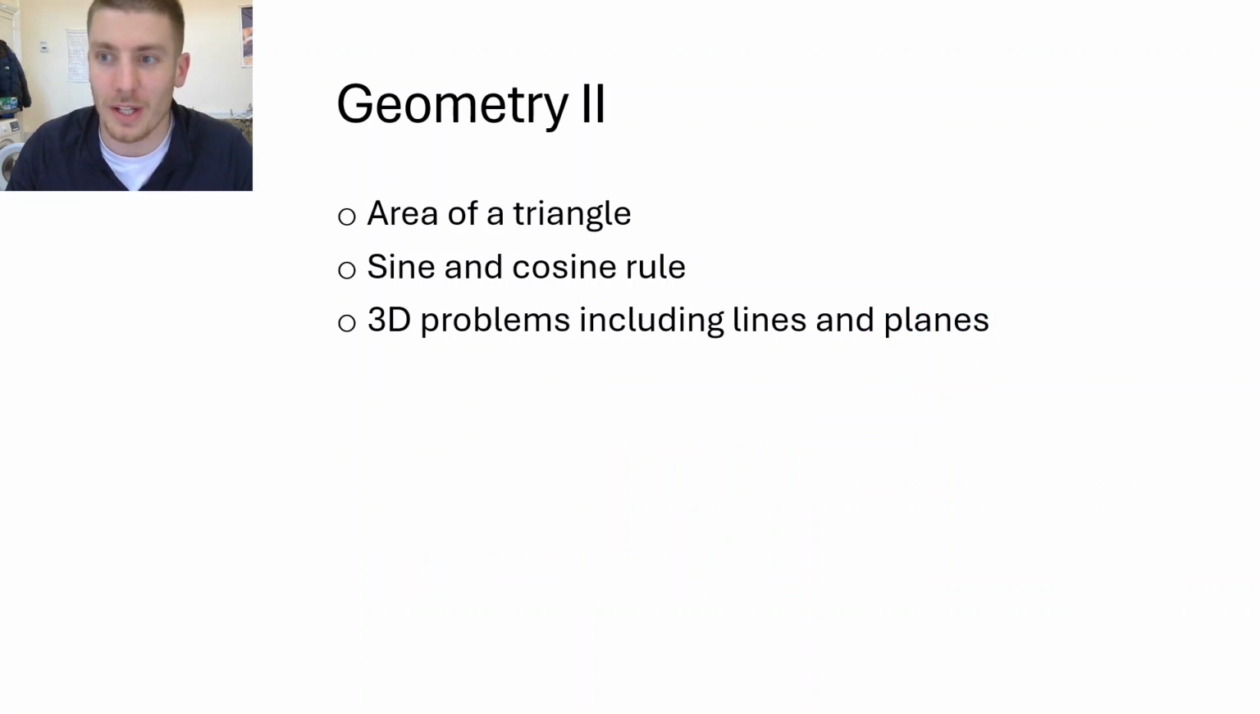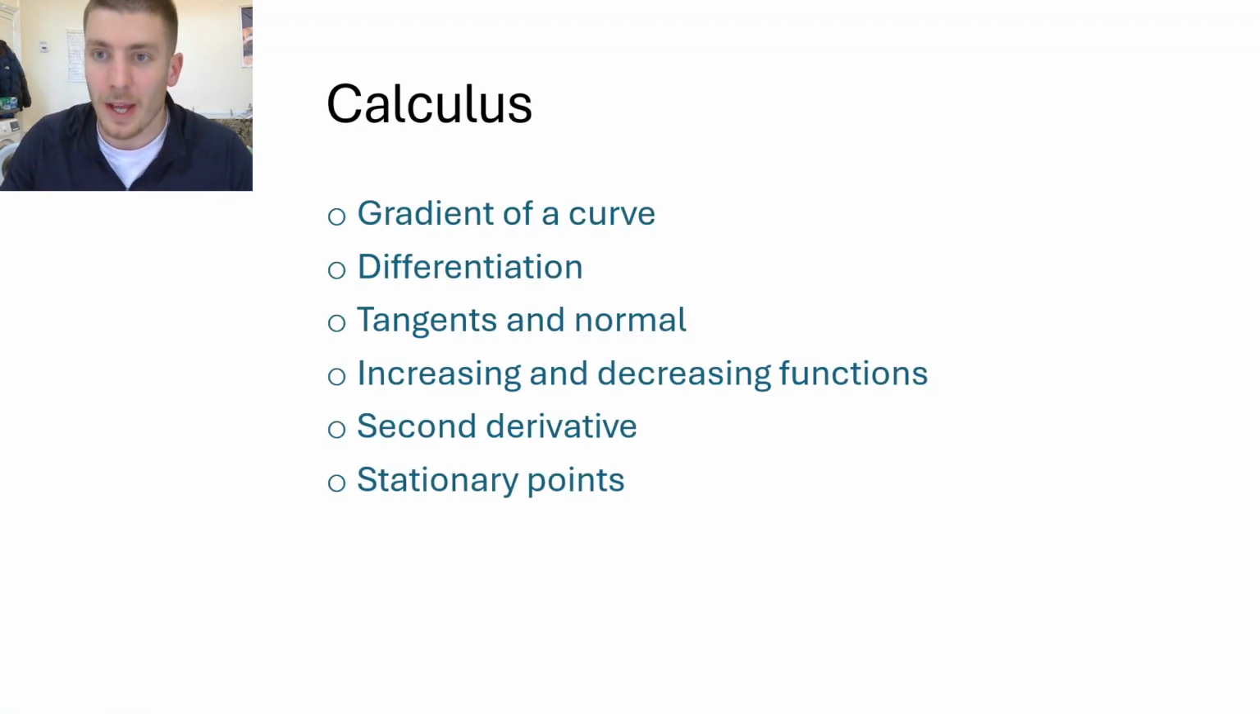And then more geometry, okay, which you've done before. Area of a triangle, half AB sine C, sine and cosine rule. You've done this stuff before, or you will do it. Okay, so I'm just trying to emphasize that there's a big overlap here. But this is where all the content is new.